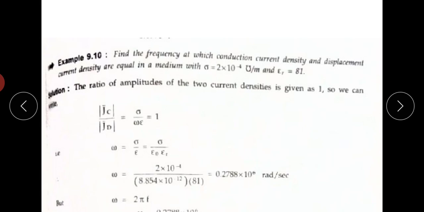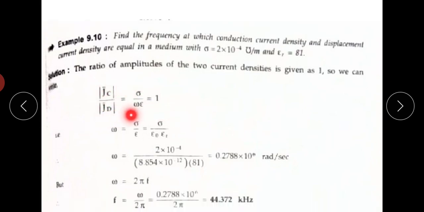Here, given these two current densities are equal, so Jc bar by Jd bar equals 1. We know that the conduction current density equals sigma into E bar, and displacement current density equals omega epsilon into E bar. So sigma into E bar by omega epsilon into E bar, E bar cancels. So modulus of Jc bar by modulus of Jd bar equals sigma by omega epsilon. It equals 1.